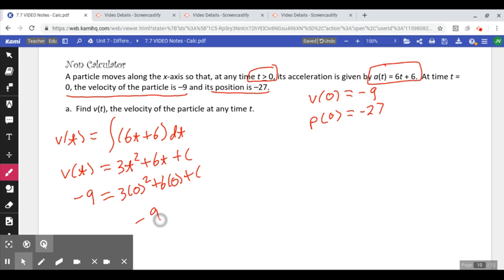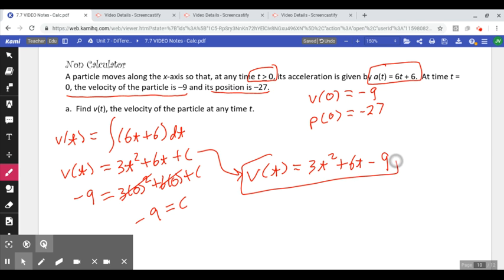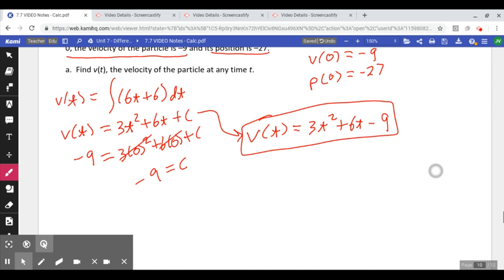So we have -9 is equal to c. 3 times 0 squared is 0. 6 times 0 is also 0. And we're going to go ahead and represent that then as v of t, using the line from when we first introduced that c, right after we took the antiderivative. That's going to be 3t squared plus 6t, and then, of course, our c value for that one is going to be -9. That's all this question is asking us to do. So that's our final answer for part A.